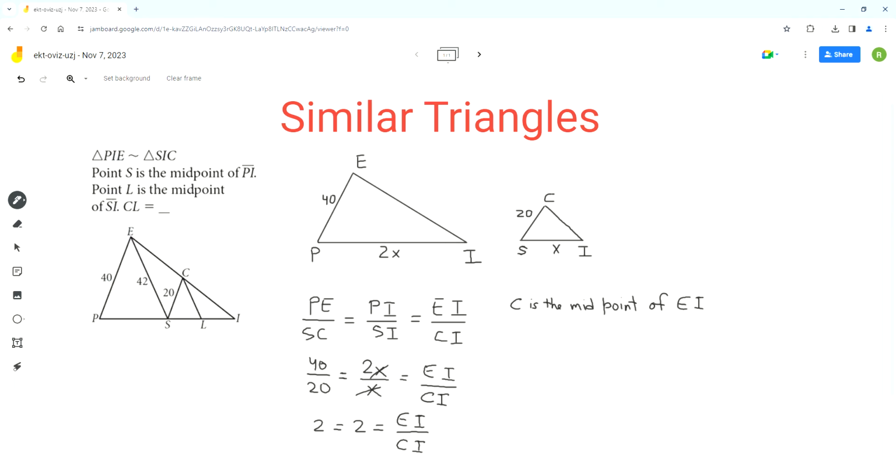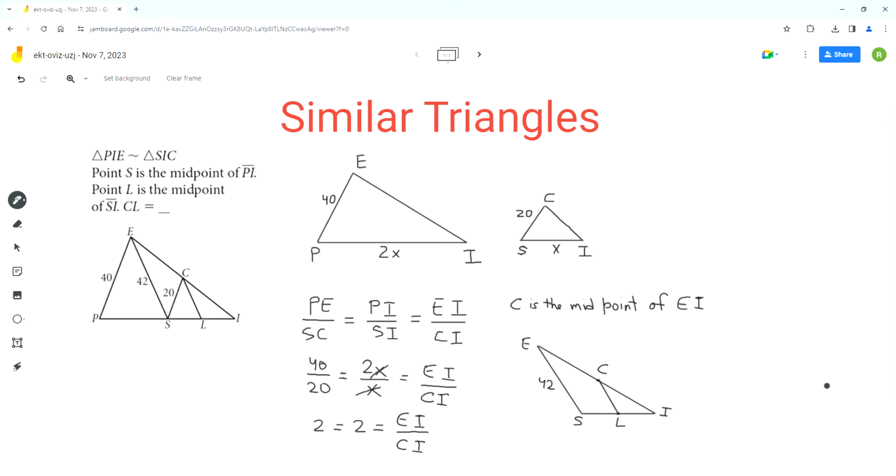Now we have to analyze triangle ESI. So I'll draw the triangle E, S and then I, and there is this point C here, and then there is this point L. This side E to S is 42 units long, and we have to find the length of side CL.